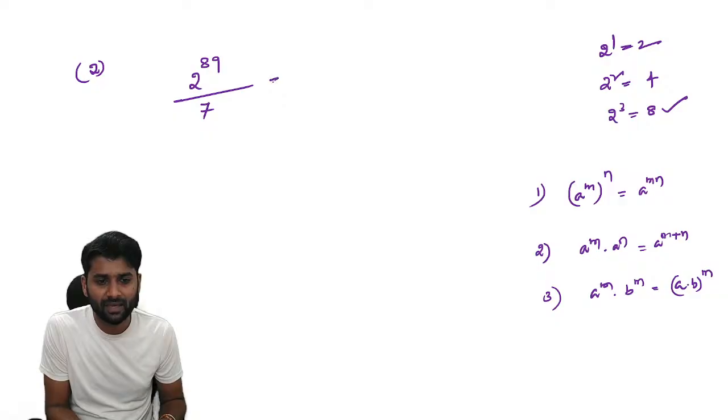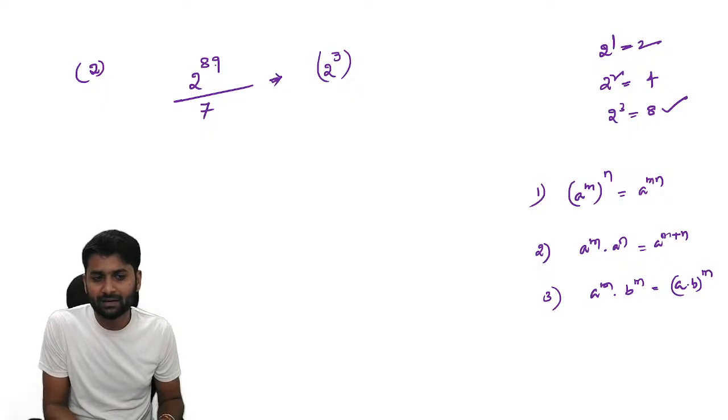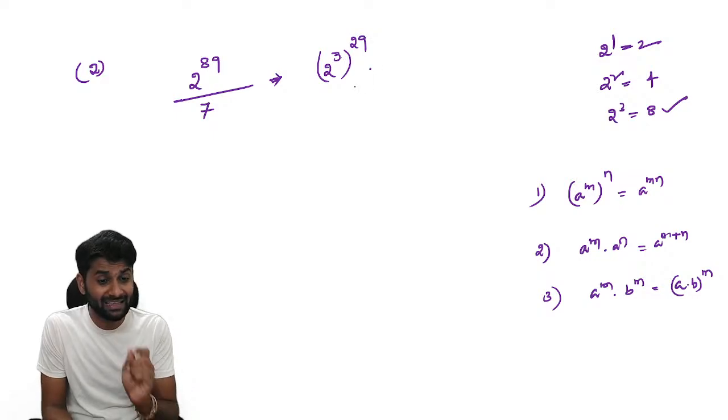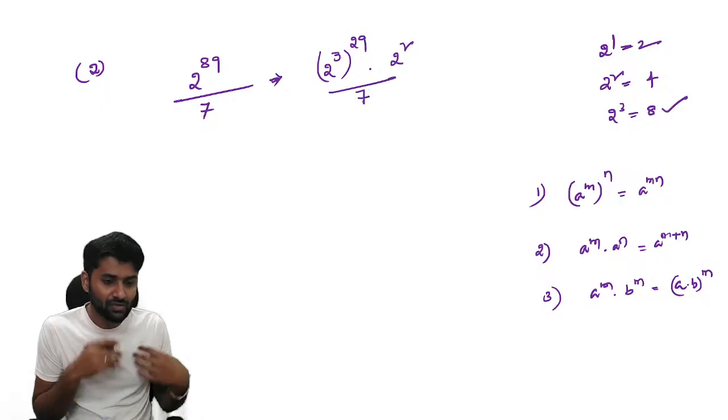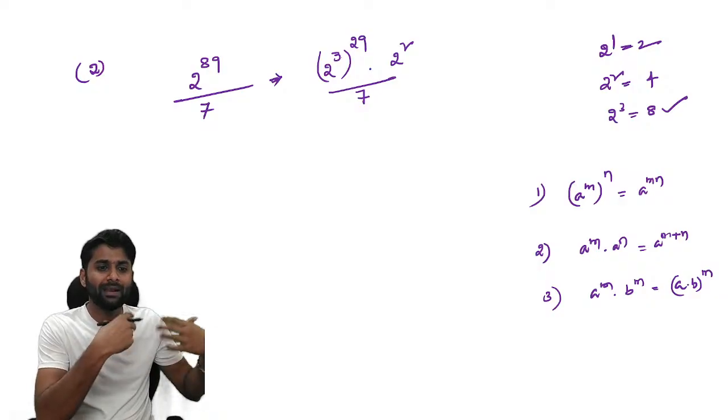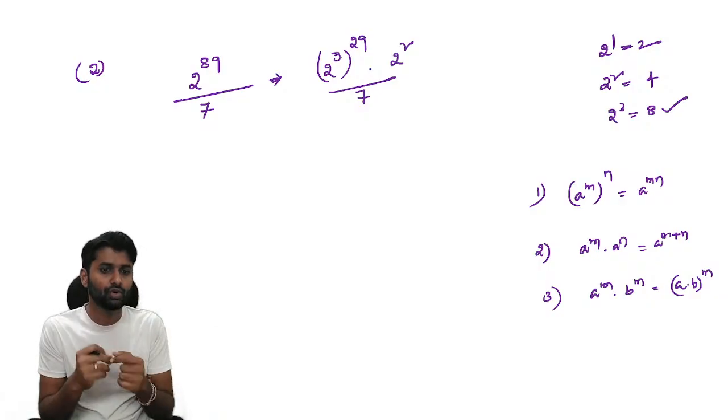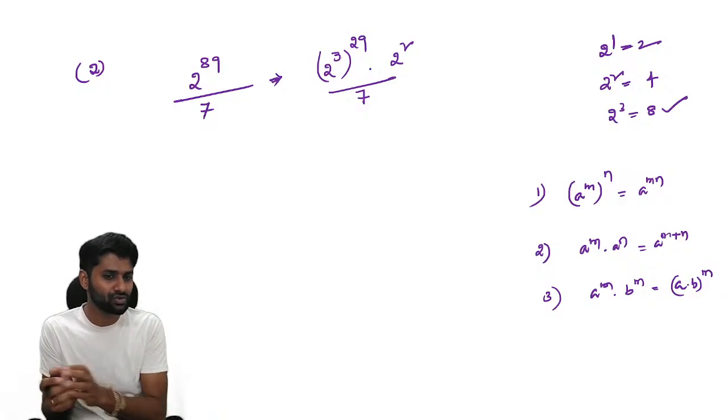In the same way, 2 power 89 can be split into 2 cube, and 89 is 3 times 29 plus 2. So 3 into 29 is 87, and we are left with 2 square. We are not changing the resultant, we are changing the form. So we are changing the form of 2 power 89 into 2 cube whole power 29 into 2 square.